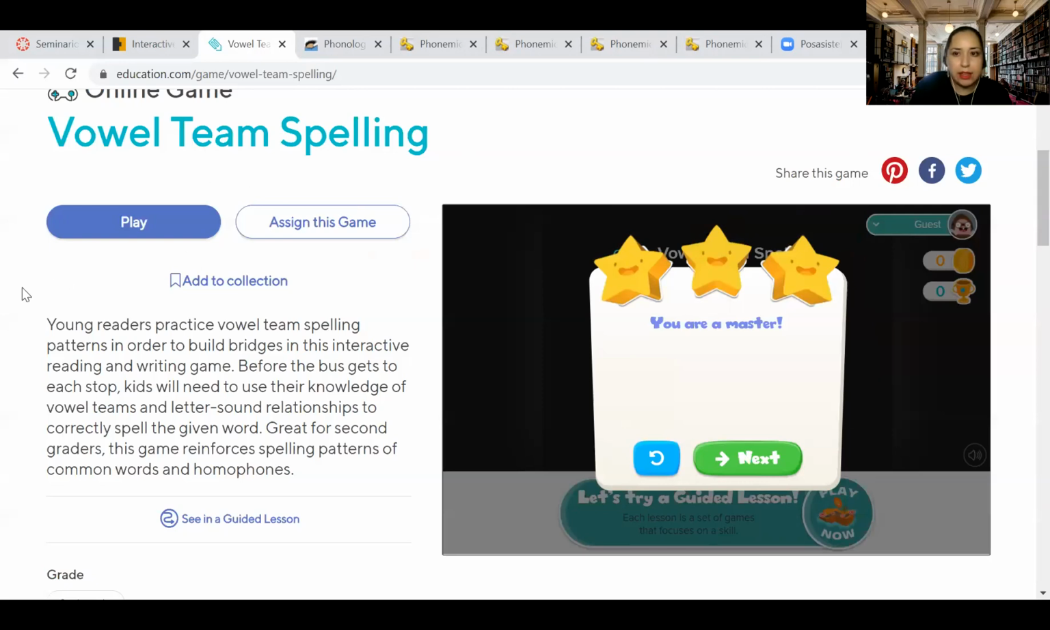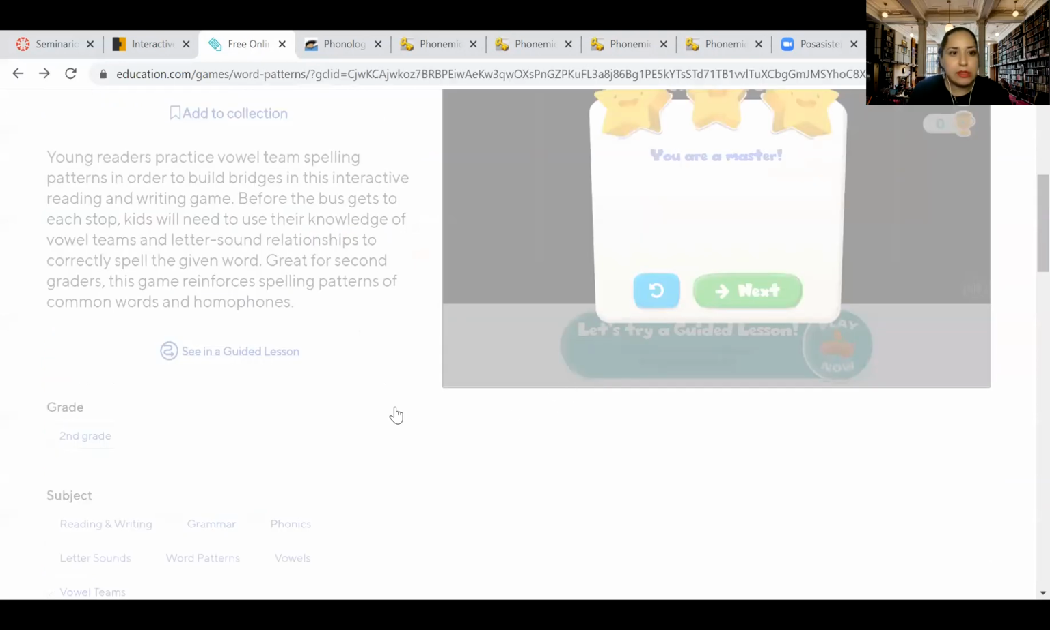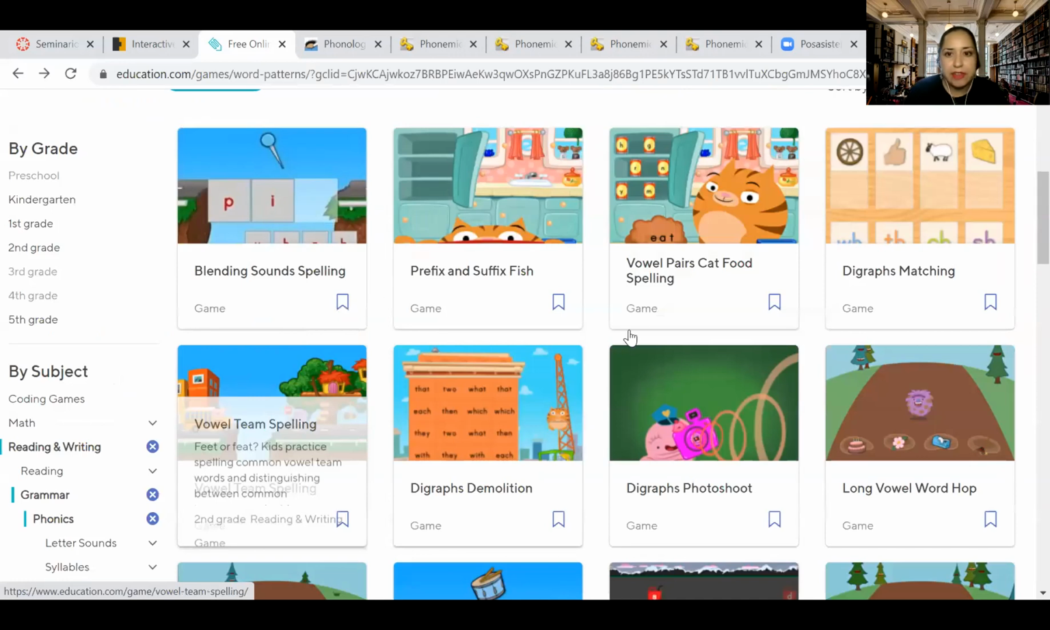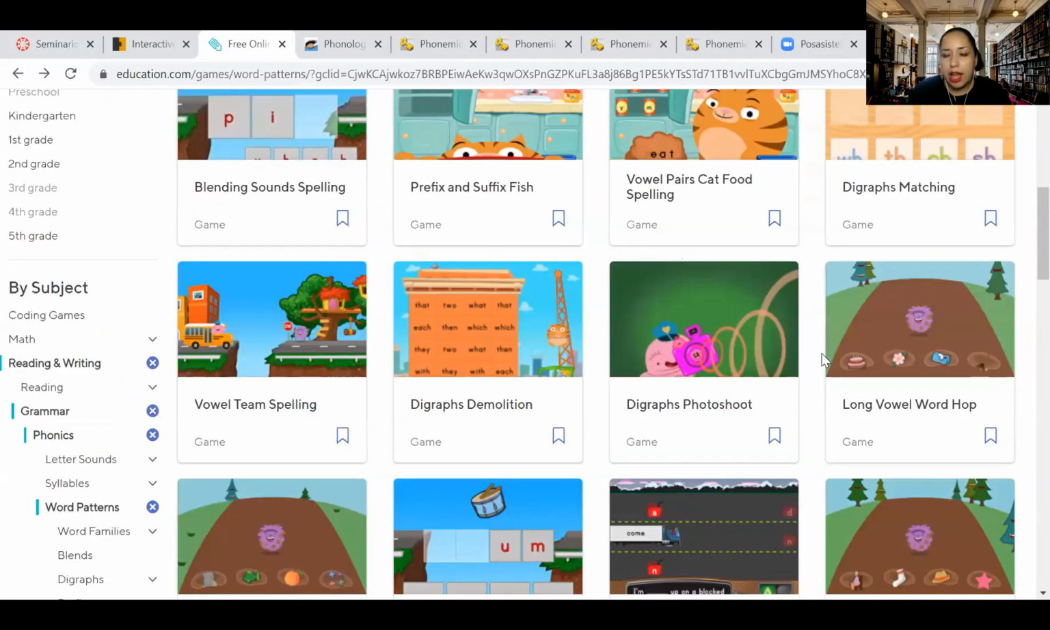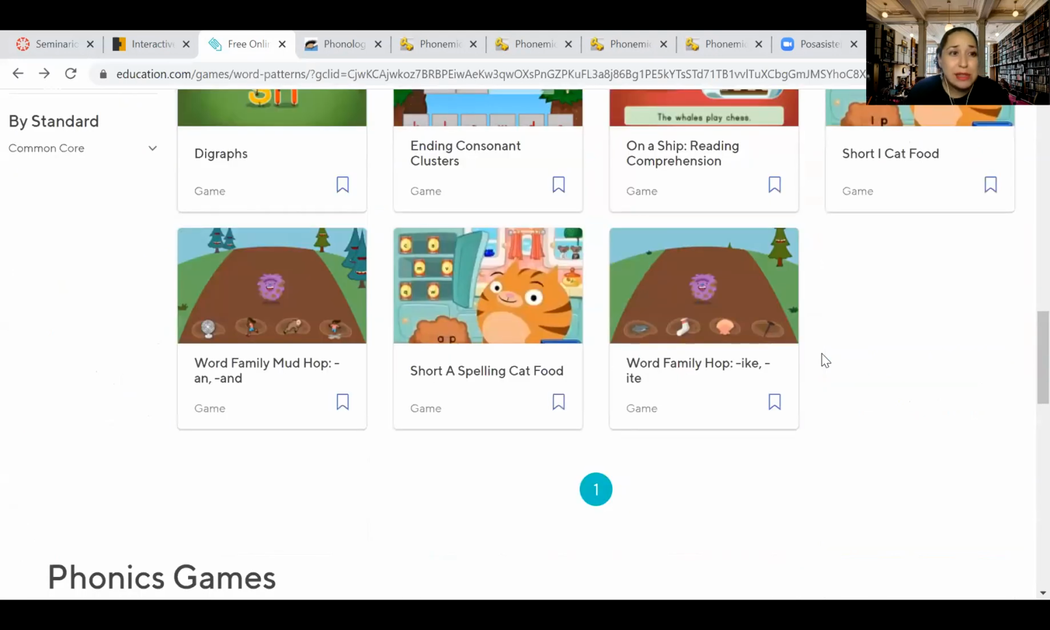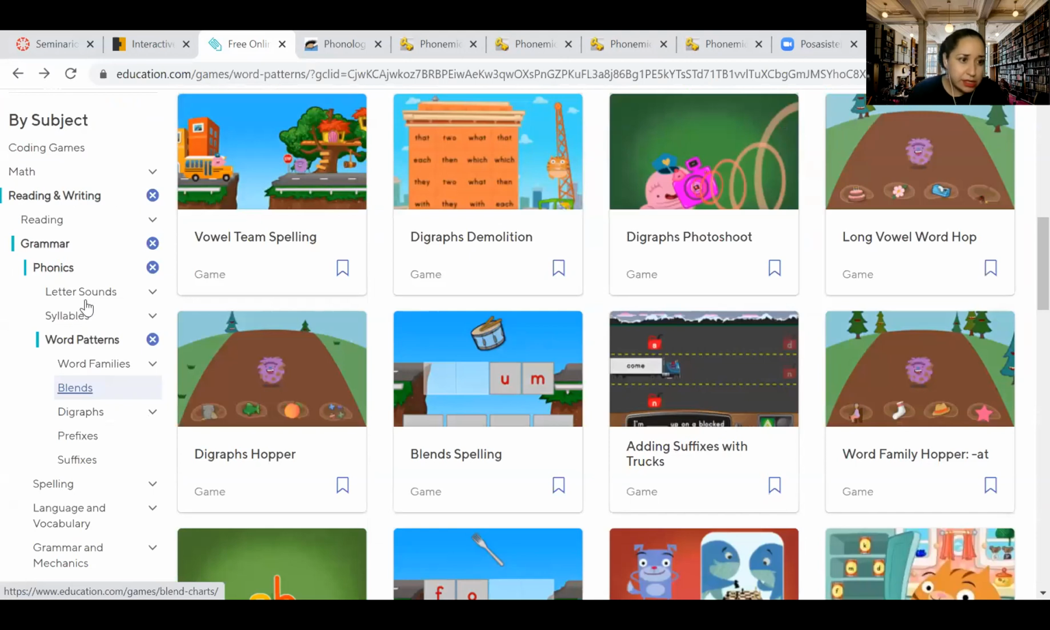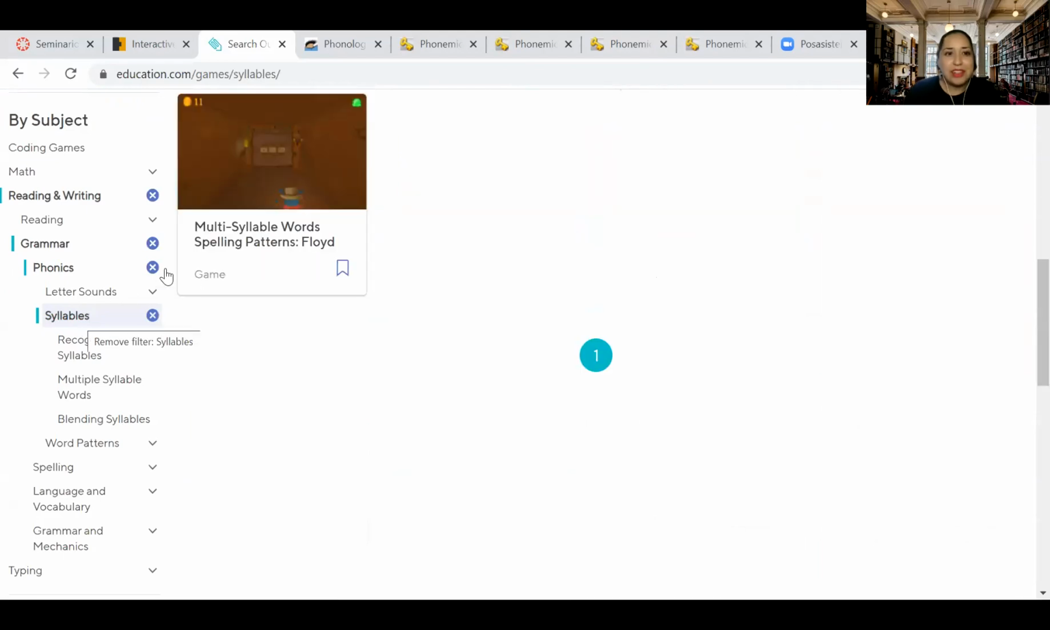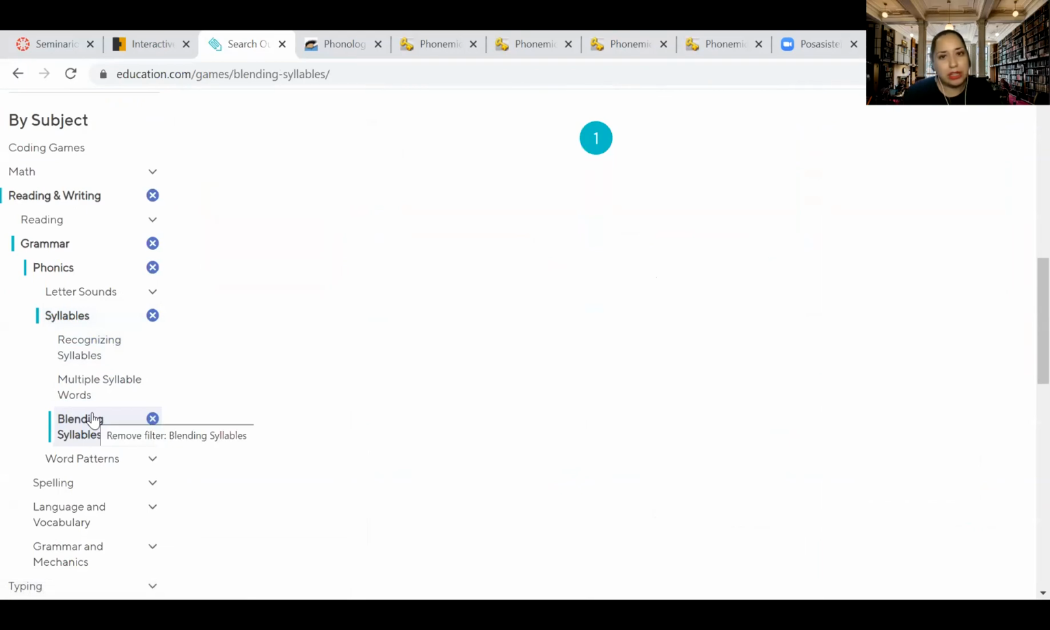So if we go back, for example, you see blending sounds, spellings, prefixes, vowels, lots and lots of games. And this is only one of them. You have here syllables, letter sounds, several games that you can play, and you can just go back to it whenever you want and practice some more. Okay, so it's over there in the PowerPoint presentation for you to practice.